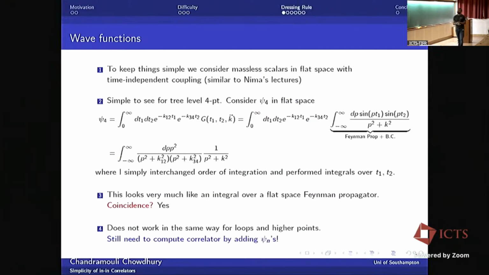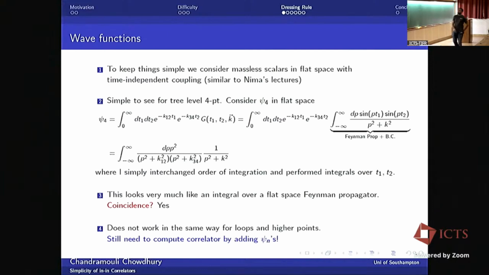Good. So to keep things simple, I'll consider the same theory that Nima talked about a lot, which was scalars in flat space with time-independent couplings. But most of what I'm going to say can be generalized to many other things. So let's just go back to the wave function, which I talked about a few slides ago, without the time-dependent interaction that had the structure.